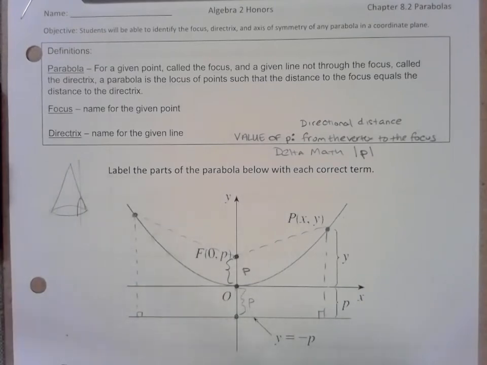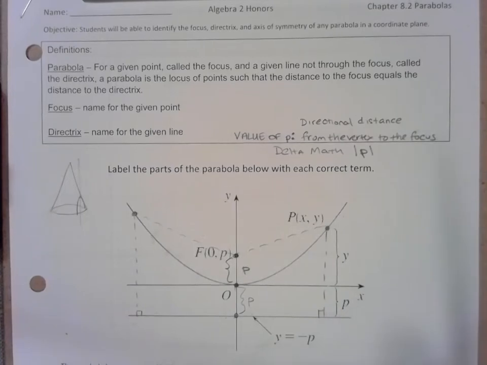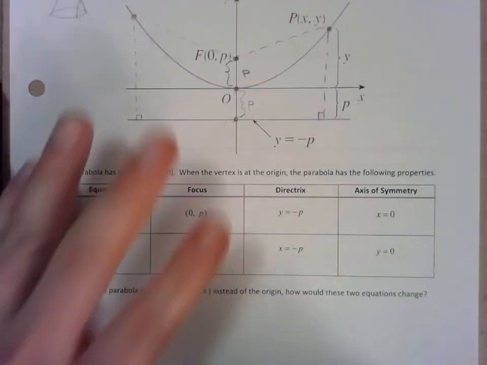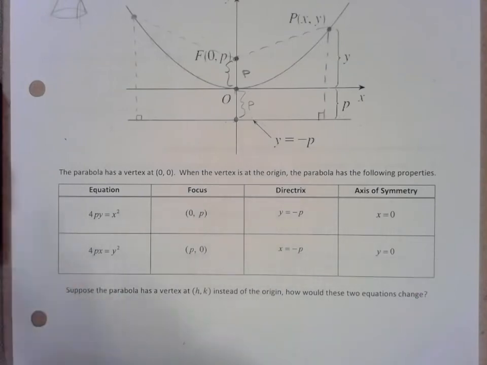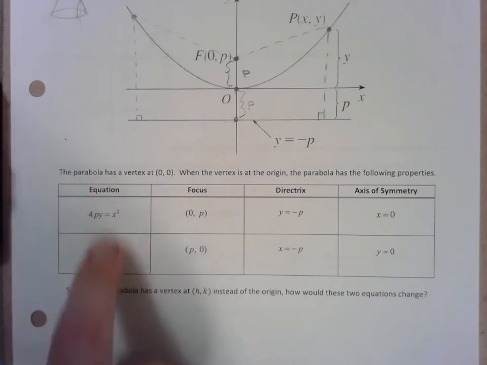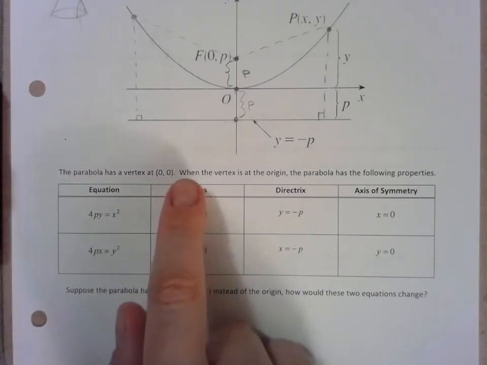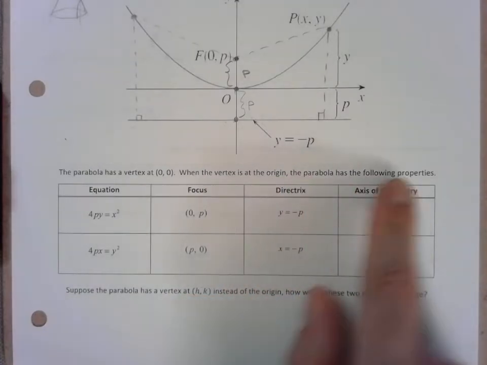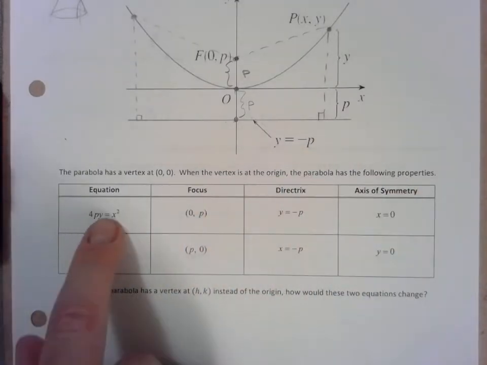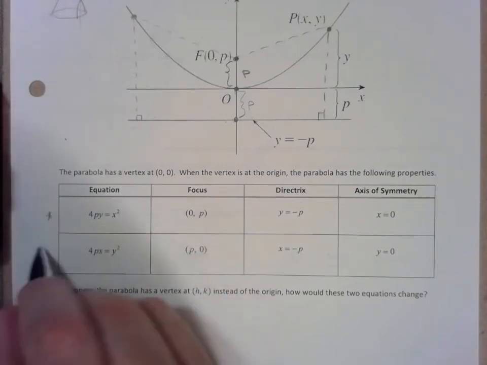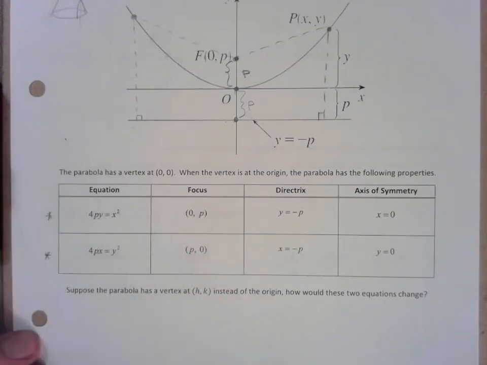At the very bottom of the page, we're going to learn two new equations for parabolas, and what they say might redefine what we know about parabolas. It says this: these two equations have vertices at (0, 0). So where the vertex is at the origin, the parabola has these properties. These are two formulas I want you to memorize: 4py = x squared, and 4px = y squared.